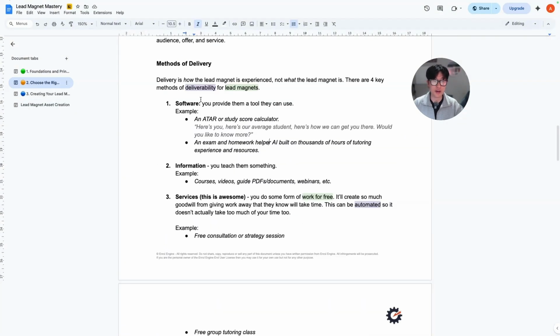So now let's talk about our method of delivery. Delivery is how the lead magnet is experienced, not exactly what the lead magnet is, which we covered before. And there are 4 key methods of delivery for lead magnets.